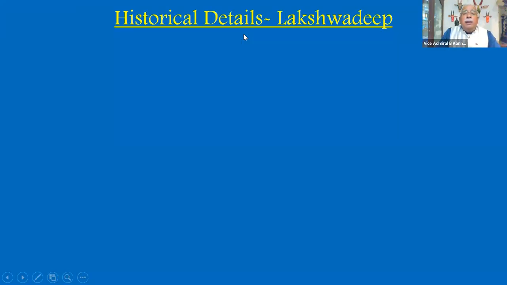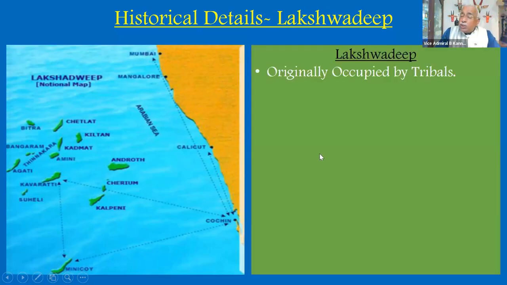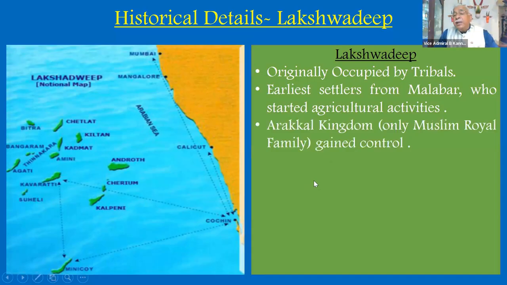Now, let's look at the Lakshwadeep, sorry. Lakshwadeep is nearest to the port is Cochin, or you have in Mangalore. These are the nearby ports. And there's a group of 33 islands, which I told you earlier. And originally occupied by tribals. Earliest settlers went from Kerala, mostly to start agricultural activity. Then there was a kingdom of Arakkal. Arakkal is a Muslim family who had set up their control over Lakshwadeep.